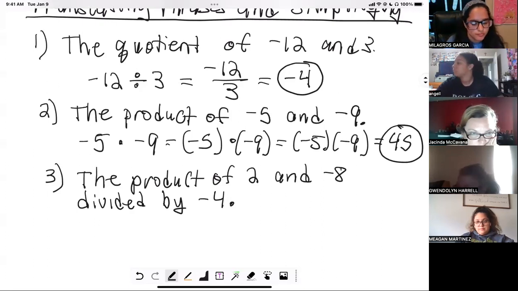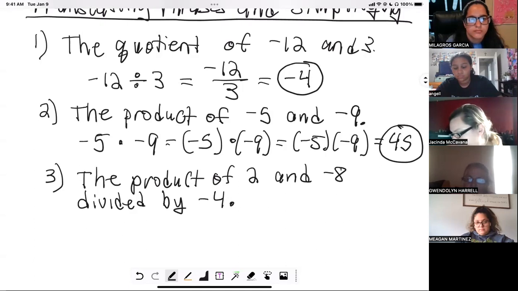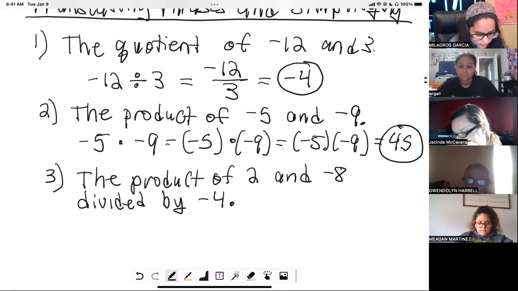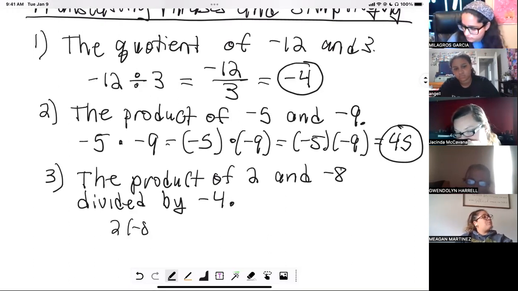Hey, you can do this one. Did you get 4? 4. You can do this one multiple ways. Again, you can write it all as one problem. You can do the product first and then divide it. If you're doing it all as one problem, you could have written 2 times -8 divided by -4.